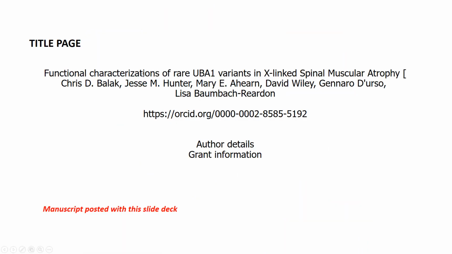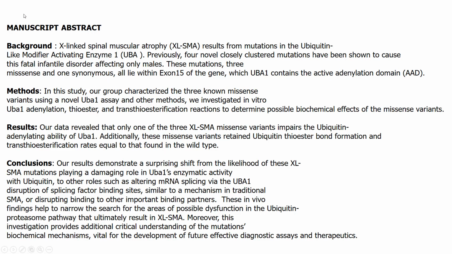So this paper, Functional Characterization of Rare UBA1 Variants in X-linked Spinal Muscular Atrophy, is posted with this slide deck so that you're able to compare the poster to the actual manuscript. This is the abstract taken from the manuscript, and you will see that it's in fact in much more detail than on the poster. We have several sentences about background to the study, an overview of the methods of the study, an overview of results, and then our conclusions. And this is generally the format that an abstract will take.